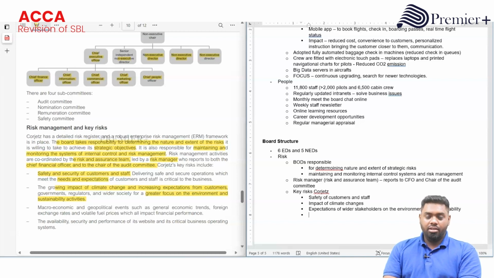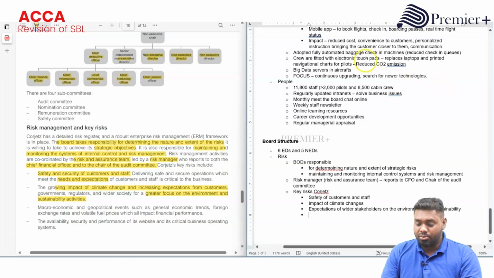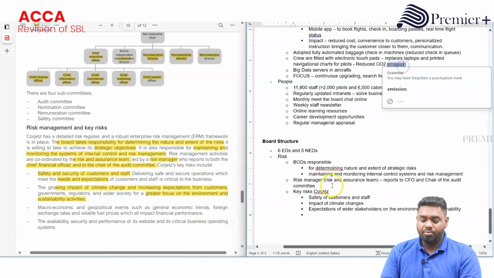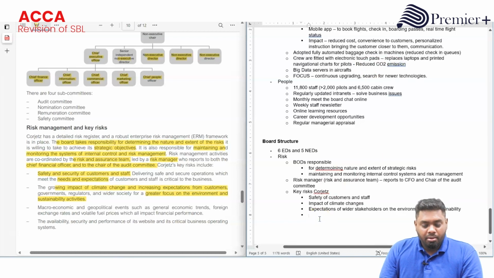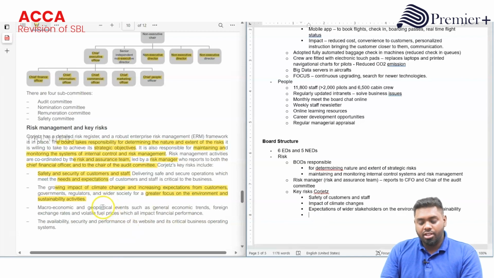Earlier we also looked at aspects done by Cojet to reduce their carbon emission. So these are supportive to these expectations. Earlier we looked at an aspect where, for example, crew are fitted with electronic touchpads to replace laptops and printed navigational charts for pilots, which will reduce their carbon emission. Right? Cool.